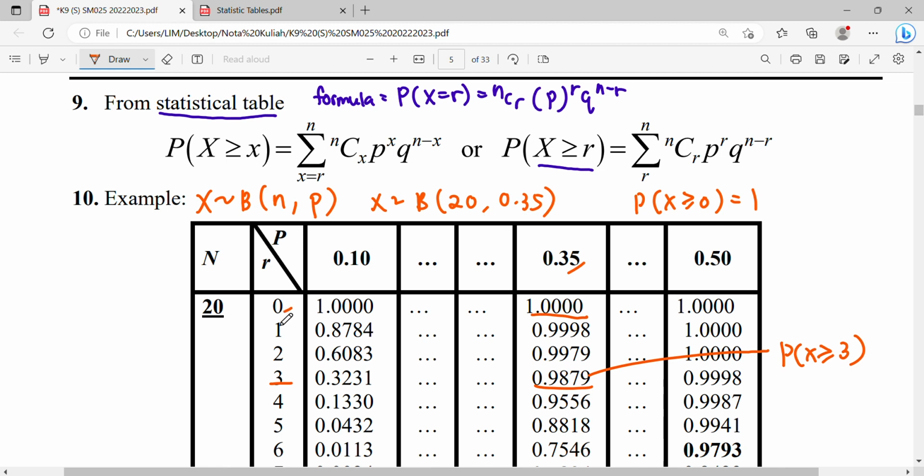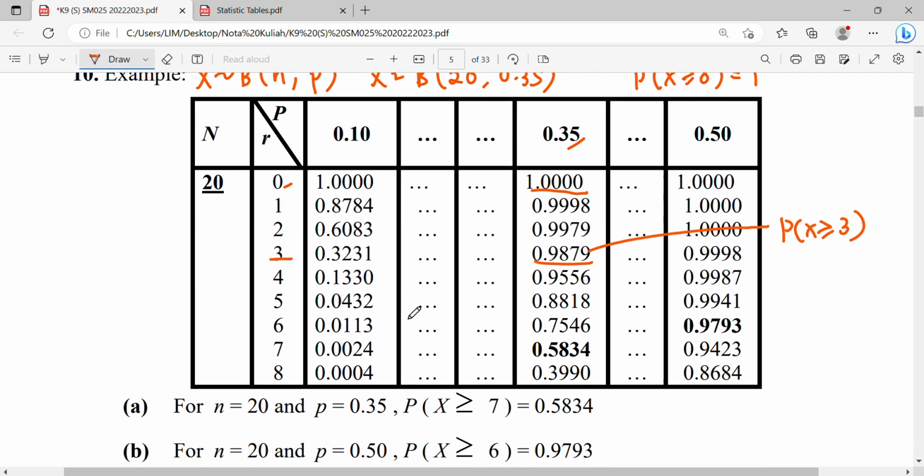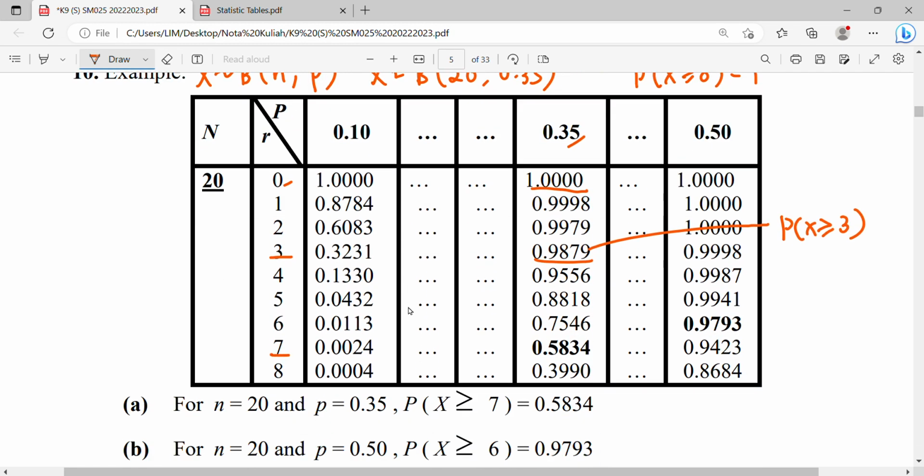Bila kita baca kosong, bermaksud apa? 0, 1, 2, 3 sampai maksimum 20. So, 0 sampai 20, probability 1 dah. Semua dah, betul. So, when I read, let's say 7, what does this mean? This is X = 7, 8, 9, 10, 11 until the maximum sample of 20. Semua probability dia sebanyak 0.5834. Alright.